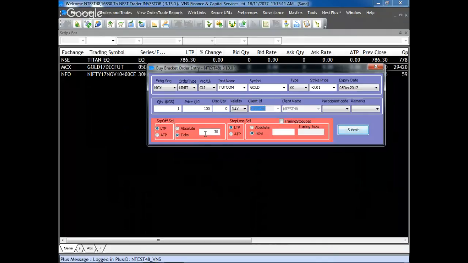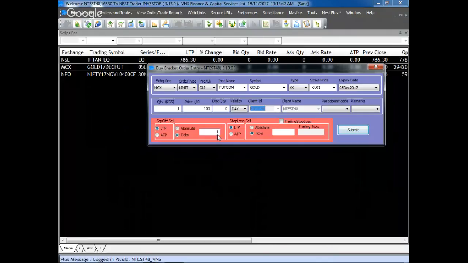Now, in the bracket order, there are two small terms, that is absolute and ticks. Here, absolute stands for rupees and tick stands for paise. If you have entered 30, the system will consider it as 30 rupees. So here, 1 means 1 rupee. In the case of ticks, 1 stands for 0.05 paise. Again, in the case of ticks, 1 is equal to 0.05 paise.